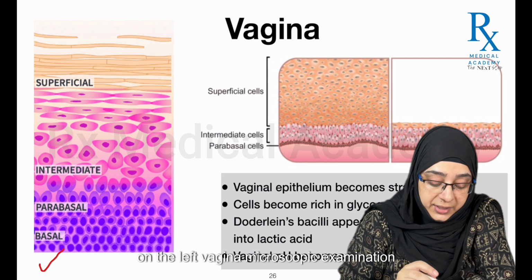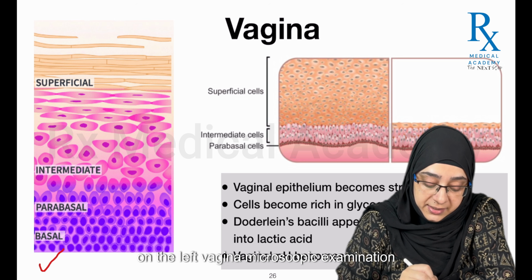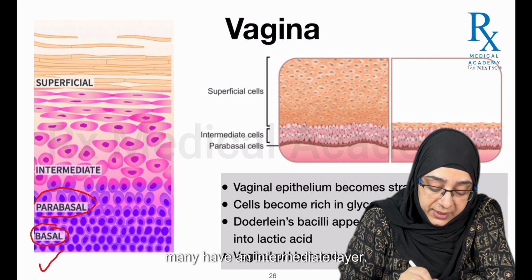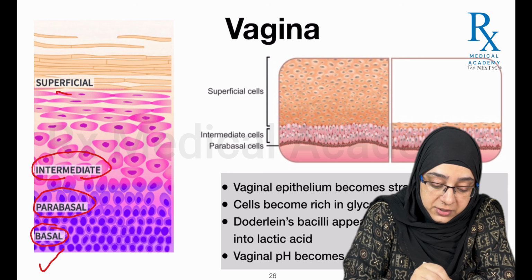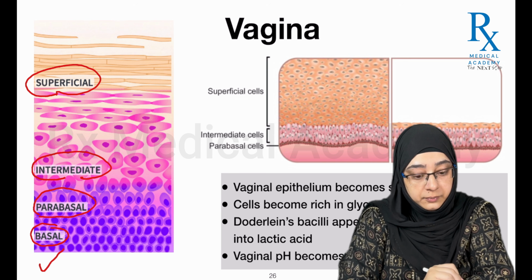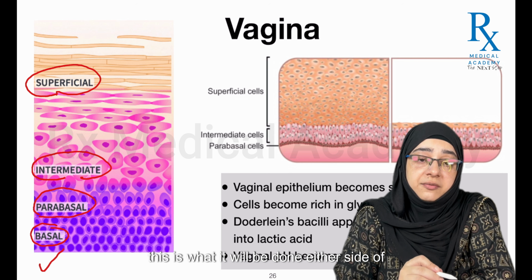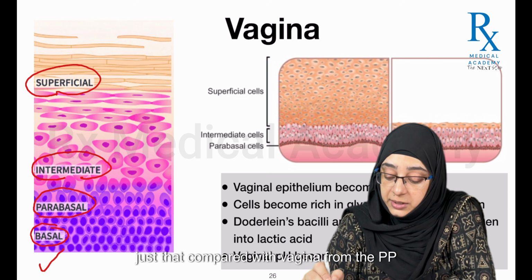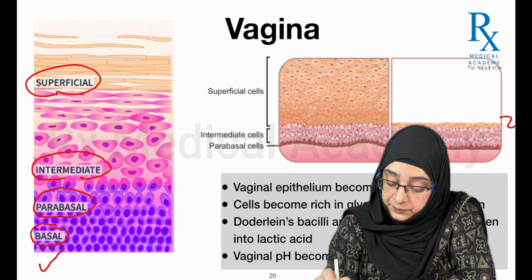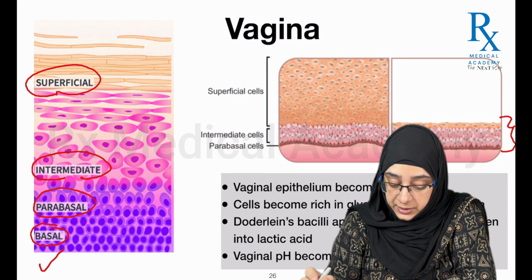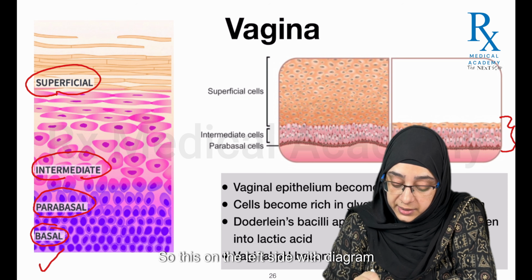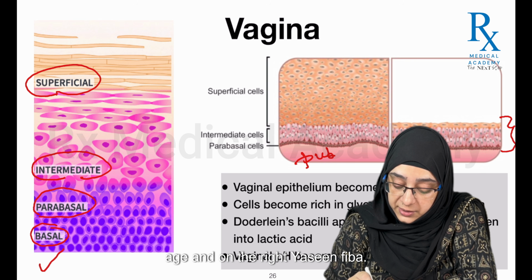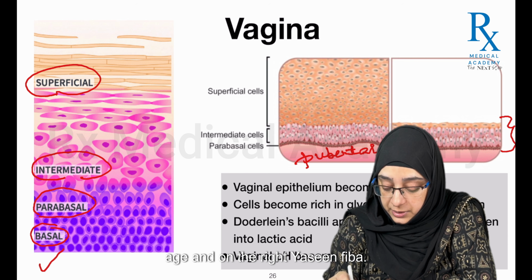So we see that on microscopic examination the vagina shows one basal layer, above that a parabasal layer, then an intermediate layer, and finally a superficial layer, right? This is what a typical vagina looks like, a vagina during the reproductive years. Now let's compare it with the vagina from the prepubertal age. So the diagram on the left is the pubertal vagina, or in the reproductive age, and on the right you are seeing the prepubertal, right?